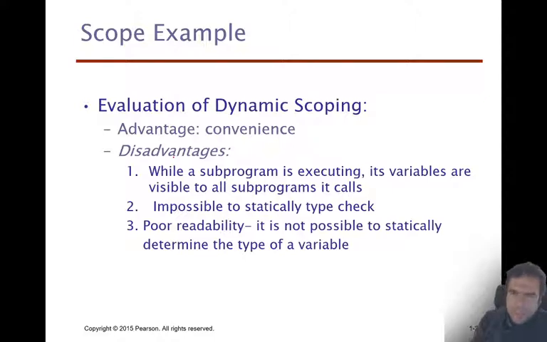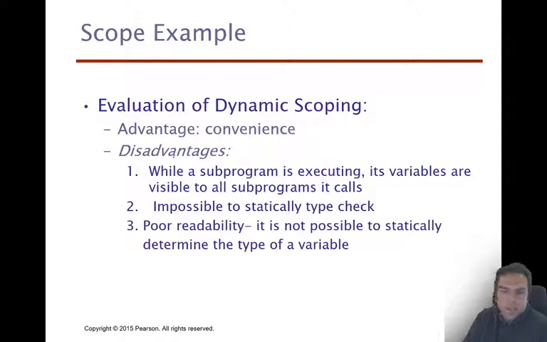The disadvantages are extreme. When a subprogram is executing, all of its local variables are visible to every other program that executes after it. You can't do static type checking because you can't tell what the data type of a variable is going to be until you run the program, because it just happens to depend. Was the previous thing on the call stack setting x to a string, or was it setting x to an integer? You don't know. And it leads to poor readability, right?